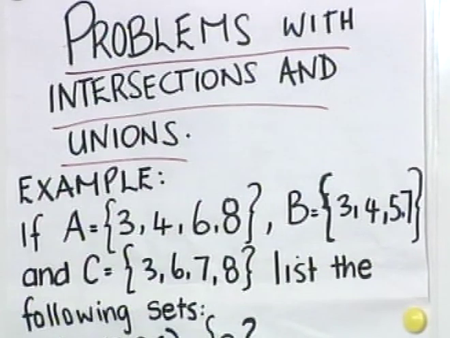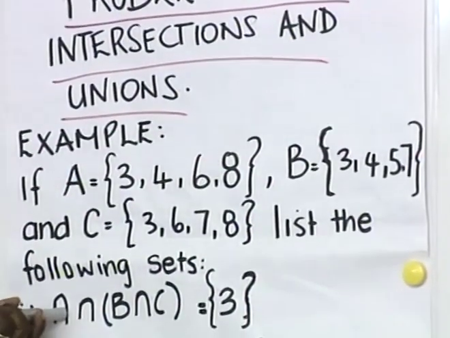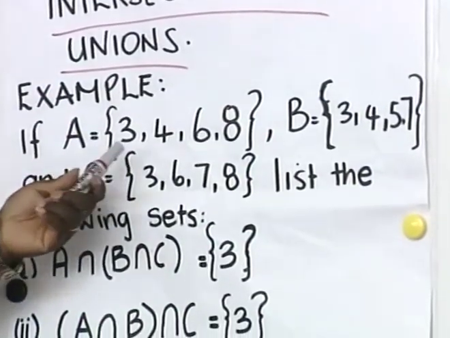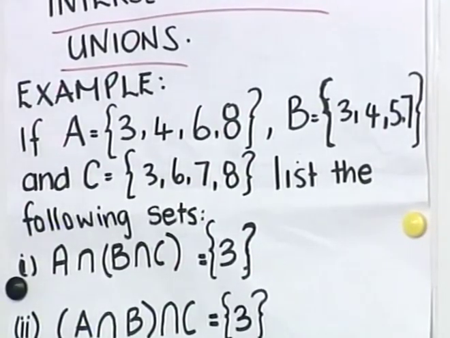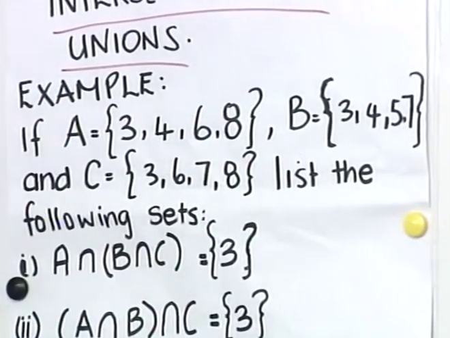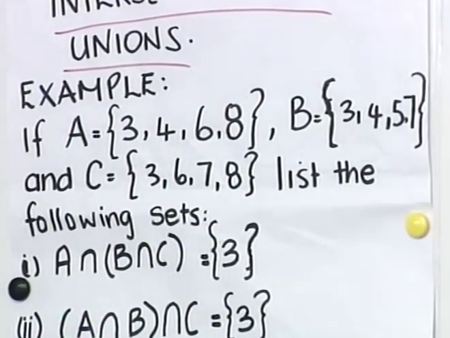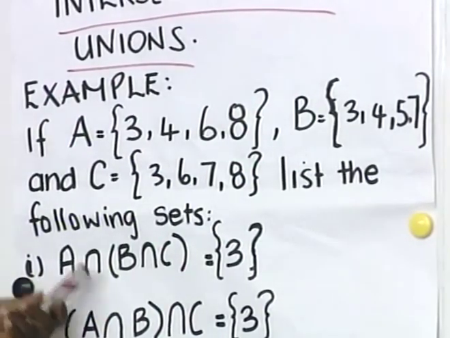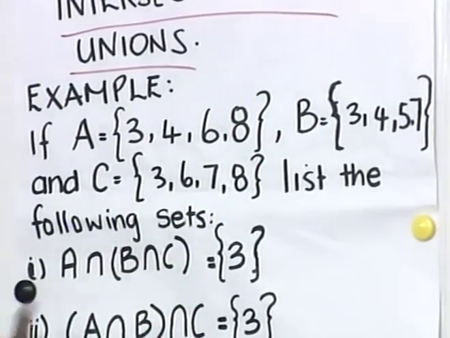This is example question 4 that I asked you to do, so have a look at your answers as well, if they agree with mine. If the set A is 3, 4, 6, and 8, and set B is 3, 4, 5, and set C is 3, 6, 7, and 8, list the following sets. Here it says A intersection B intersection C in brackets.